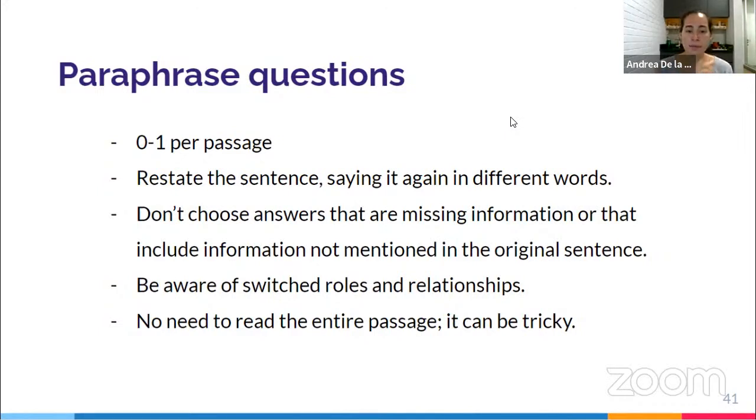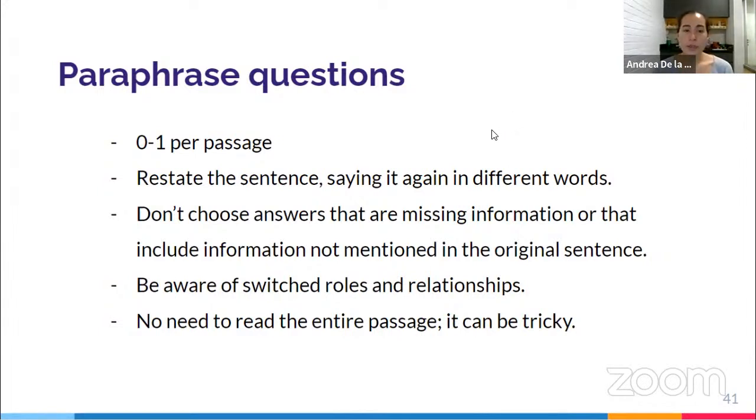Maybe the order is switched. Maybe in the original sentence you have subject, verb, and object, and in your answer choices you have, let's say, object, subject, and verb. So maybe the order of the sentence is different. The words are very likely going to be different as well. They're going to be using synonyms in the answer choices. But what you need to keep in mind is that the main idea of the original sentence should be kept. That is the only thing that you have to focus on, okay?